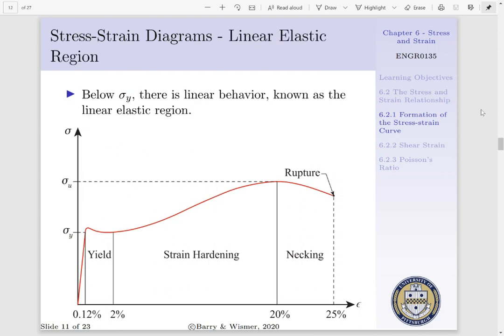Below our yield strength, we have linear behavior with our material. This region is known as our linear elastic region. Linear indicates that our line behaves linearly, and elastic means our material is behaving elastically. That is, we can apply a load, then remove the load, and our material will return to its original size and shape.